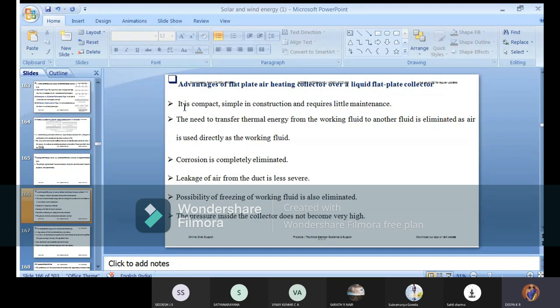So the first one we'll see is: it is compact, simple in construction and requires little maintenance. See, this one sentence gives you a clear idea. Compact means just look at a box where you have glass, absorber, insulator. And construction-wise it is simple; the main thing is you're not using any circulating tubes. You don't need to get insulators, you don't need to separate the system, and there is no short circuiting of the tubes and all, and heat losses. That process is not at all happening here. So that's why it looks simple and requires less maintenance.